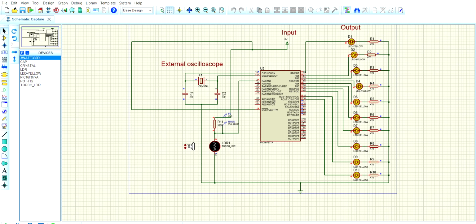If my light intensity is very high, which is the maximum, then the digital output of the LEDs will be all turned off, which is all will be in zero.